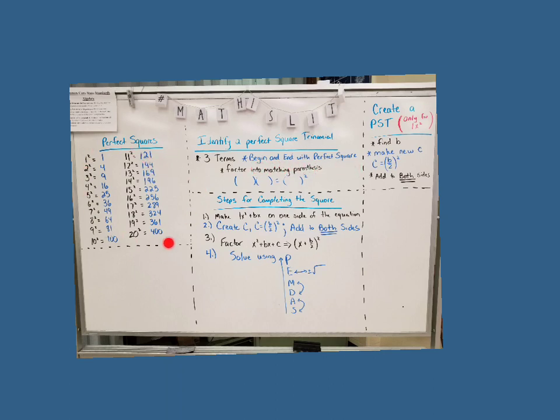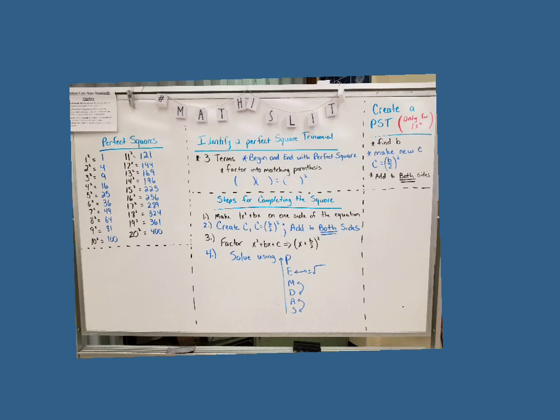Here's your list of perfect squares. And then we have to be able to factor in the matching parentheses. That's important because our goal is to make it one set of parentheses squared, because then we're going to use PEMDAS backwards.